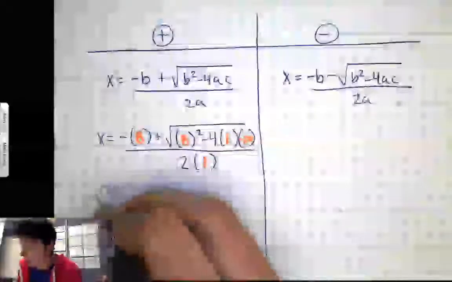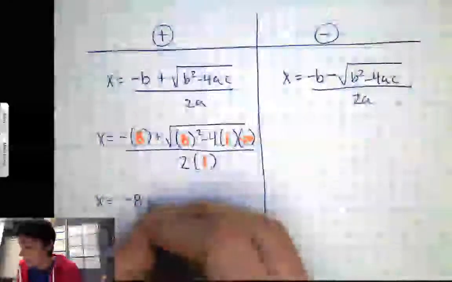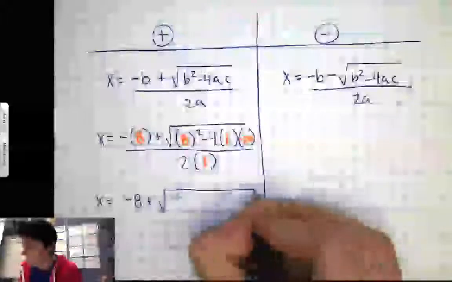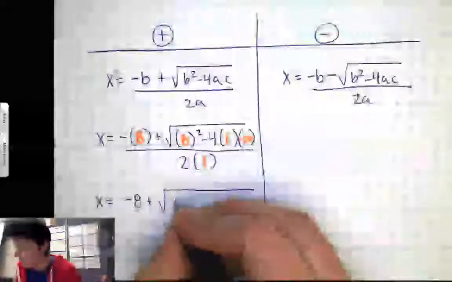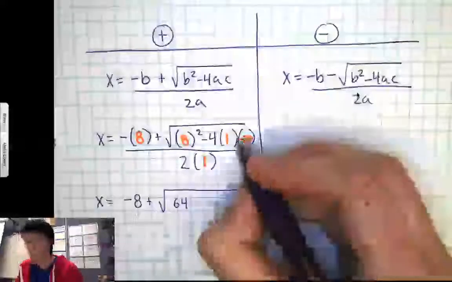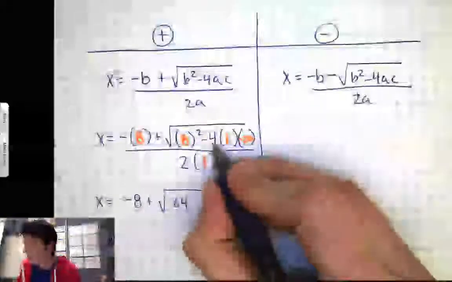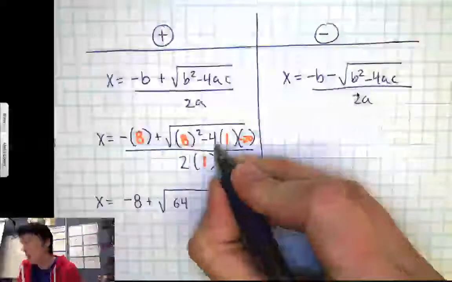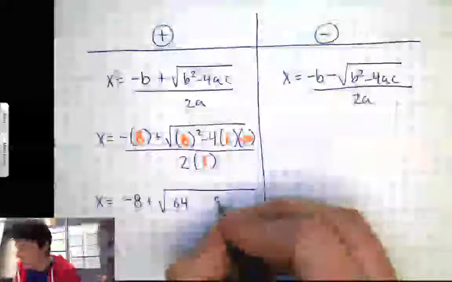Now I got to clean up this mess, and I'm going to go slowly. So x is equal to negative 8, so negative 8, plus this big square root. Let's slowly go through our steps here. 8 squared is 64. 8 times 8 is 64. Minus 4 times 1 times negative 20. So 4 times 1 is 4. 4 times 20 is 20, 40, 60, 80. So that's 80.